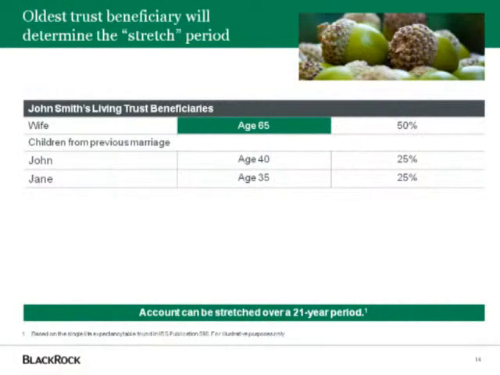If you named a trust as your beneficiary and your surviving spouse was named to receive 1/2 of the asset through your trust, and children from a previous marriage were receiving the other 1/2, then you could look into the trust and look at the wife's life expectancy as the oldest trust beneficiary and use that to determine what the stretch period will be. In this example, the trust would be able to stretch distributions over a 21-year period.